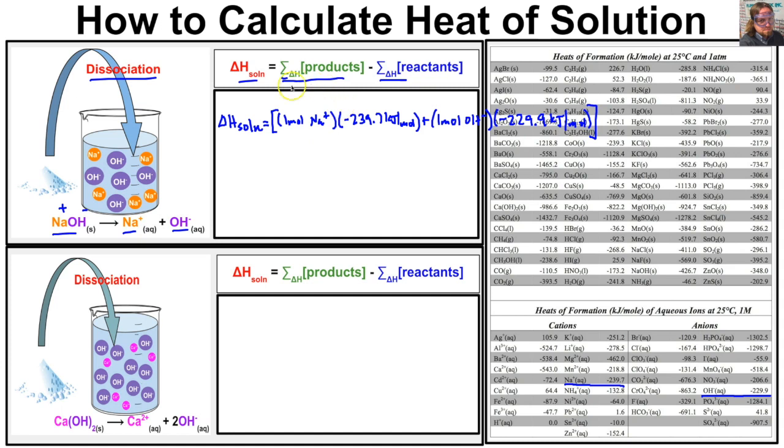And so that is just going to be the sum of our change in heat of our products. And we're running out of room, so I'll put the rest over here. Now we're going to subtract the sum of the change in heat of our reactants. And if we take a look, our one reactant here is sodium hydroxide, and we have 1 mole of NaOH. And now let's take a look at our heat of formation of NaOH. If we take a look, our heat of formation of solid NaOH is negative 426.7.